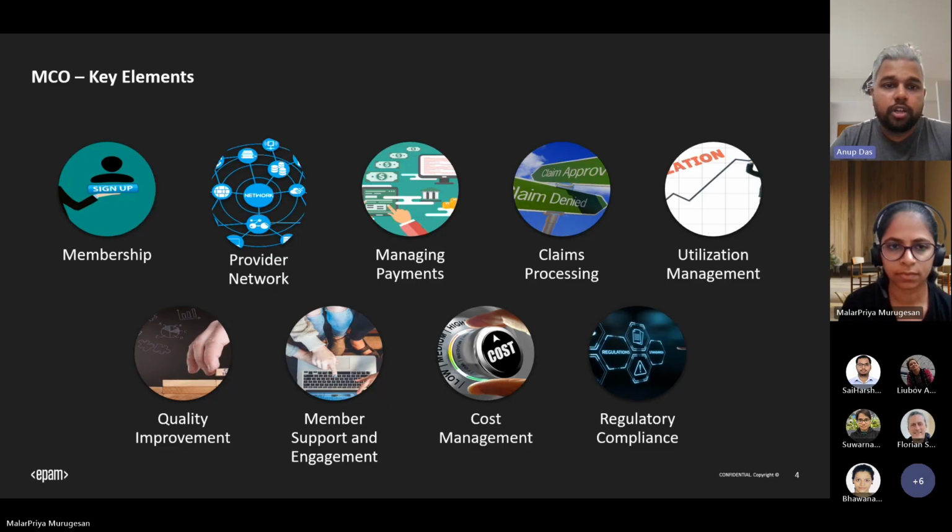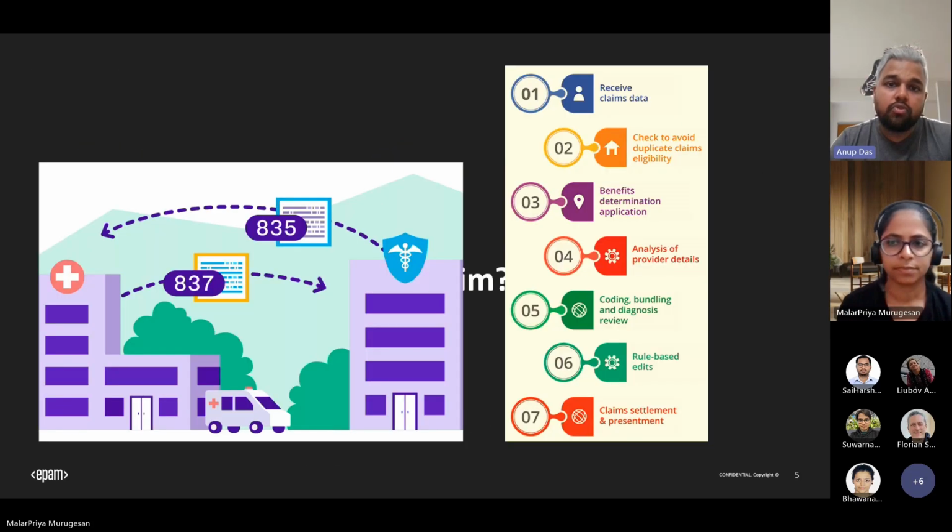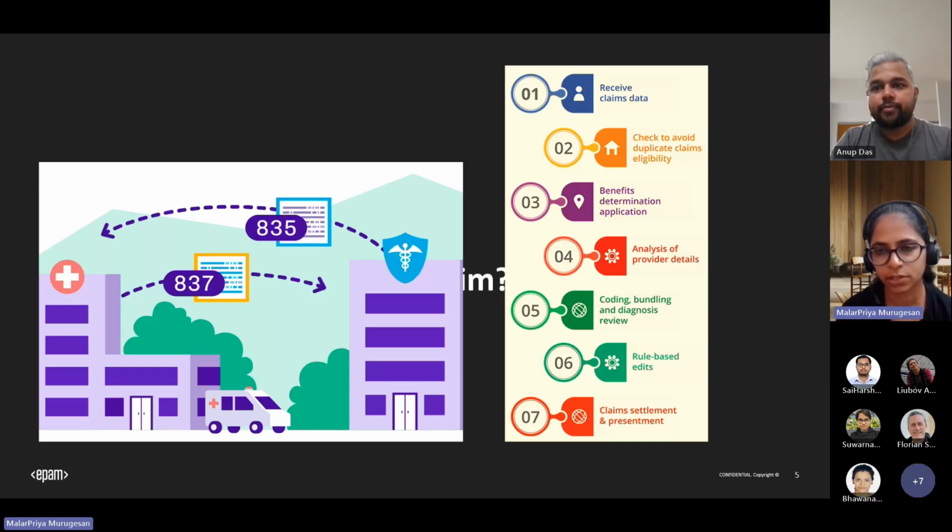Now I'll be handing it over to Priya to get into the details of what a claim is and what the next steps are in the claims lifecycle. Thanks, Priya, over to you. Thank you, Arnab. Thank you for the detailed explanation of MCO.